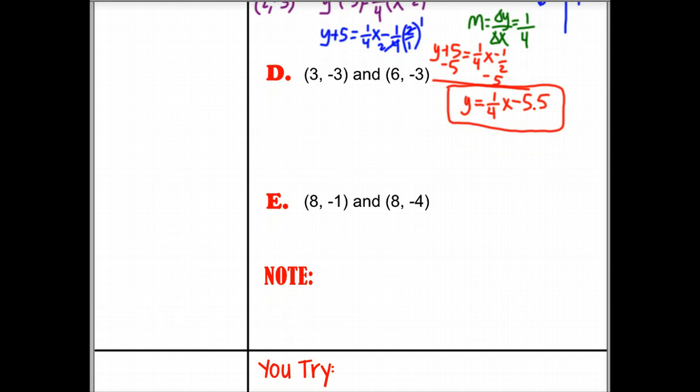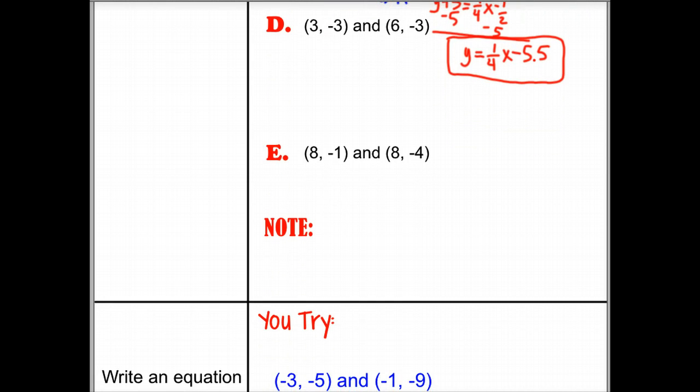We're almost there, folks. We've got 2 left. So we want to make our chart. X and Y. 3, -3. 6, -3. Change in Y over our change in X. 0, and that is 3. Change in y over our change in x is 0 over 3. So that 0 over 3 is just going to be that our slope m equals 0.